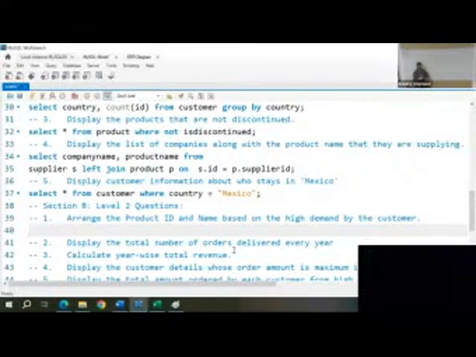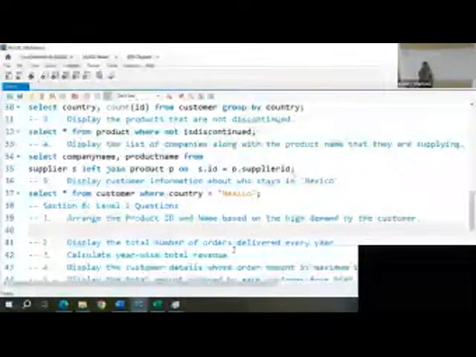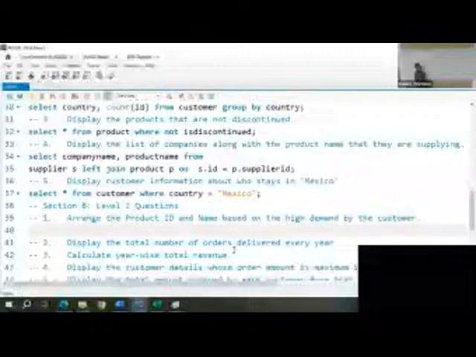Demand, just demand. Let's stick to just demand. Yes, we can use that one as well. More suppliers, more demand means more suppliers come into the picture. But okay, we'll solve it. No problem.